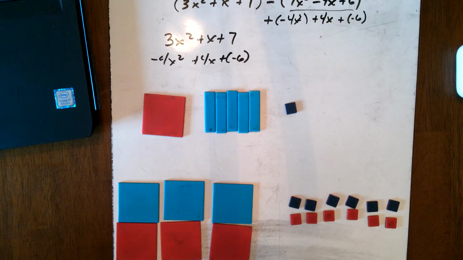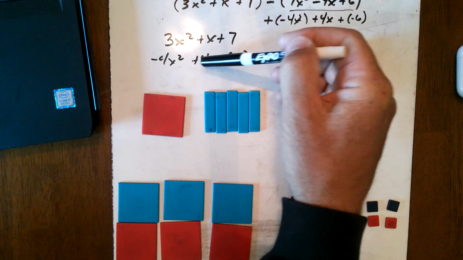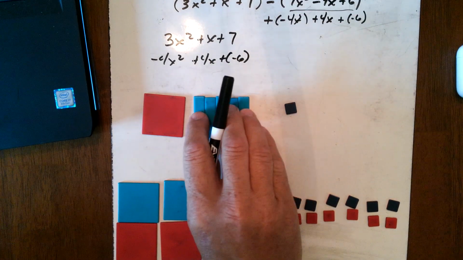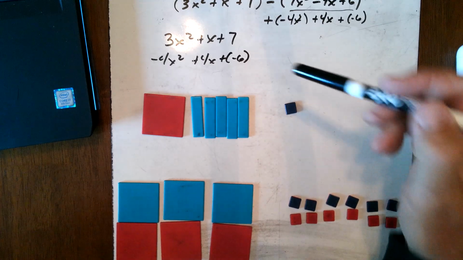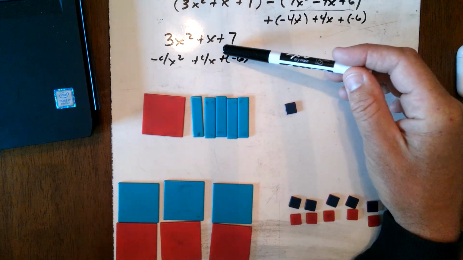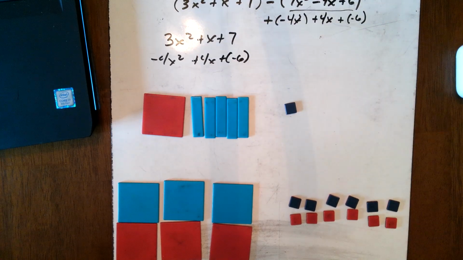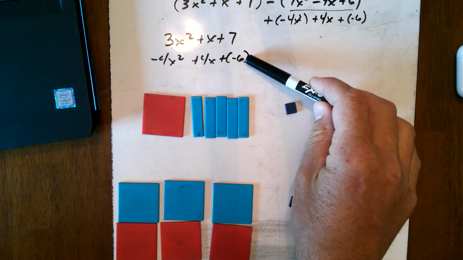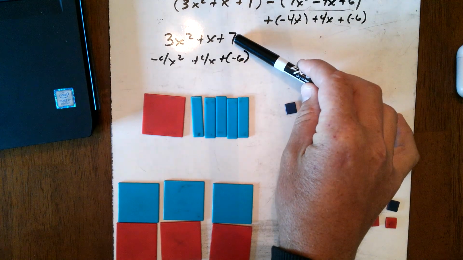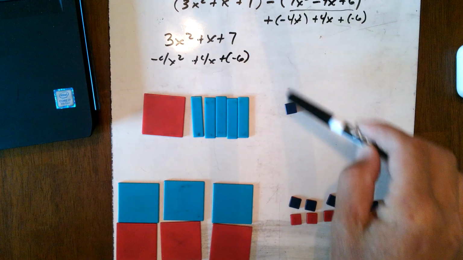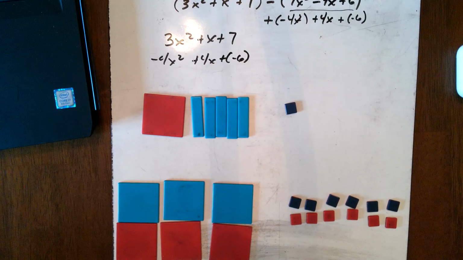And you're left with negative x squared. The same with this one, x plus 4x, okay, gives me 5x. That one's not too hard. 7, sometimes we struggle with this, plus a negative 6. Here's all my zeros, okay. These 6 negatives cancel out or make 0 with 6 of these positives, and you have 1 left over, okay.